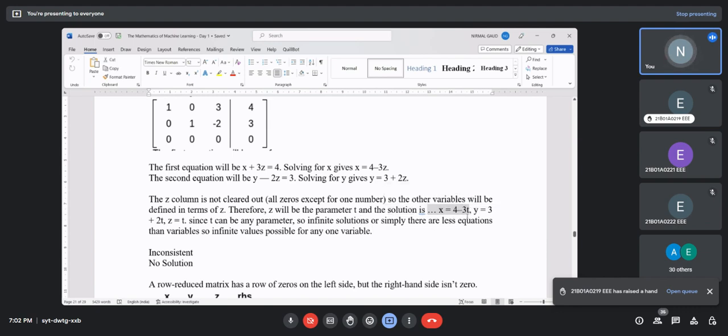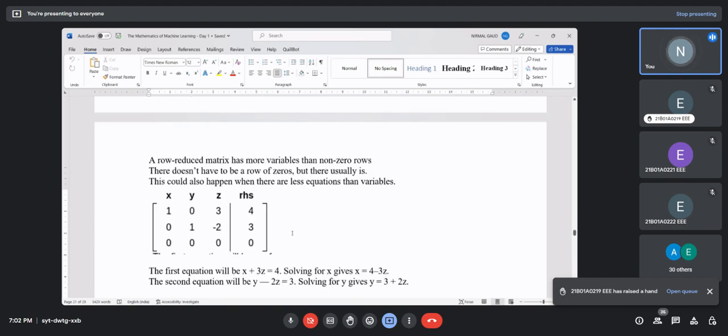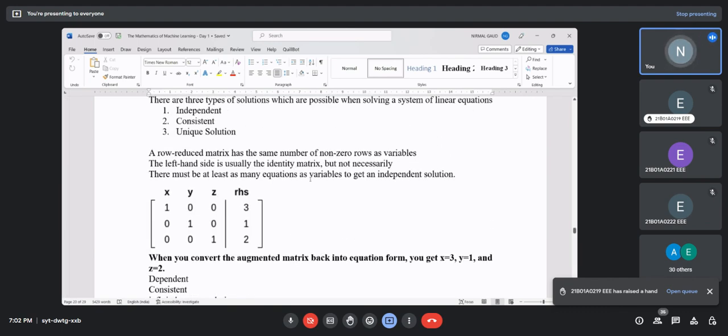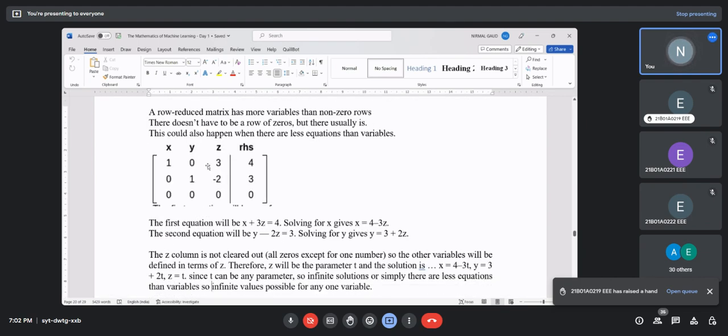The solution is something like this: x equal to 4 minus 3t, y equal to 3 plus 2t, and z equal to t. I take t as the parameter: just assume z equal to t, convert x and y in terms of z, and rewrite them. So this is a parametric equation. In the above case, non-zero rows are 3 and the number of variables is also 3, so you can solve those equations. However, in the second case, your non-zero rows are less than the number of variables, so you need to use parametric equations and then solve accordingly.